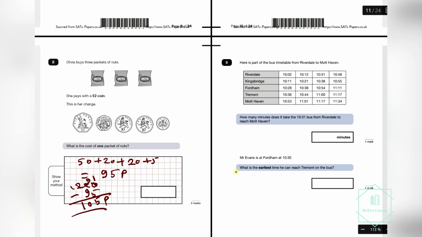So this is the total cost that she paid for these 3 packets. The cost of 3 packets is 105p. So one packet cost will be 105 divided by 3. Using short division, 3 3s are 9, take away 1, 10 minus 9 is 1, and 3 5s are 15. So 35p is our answer.